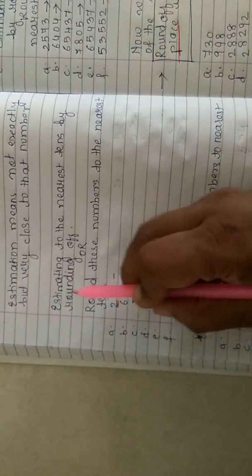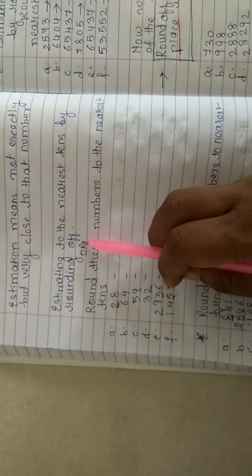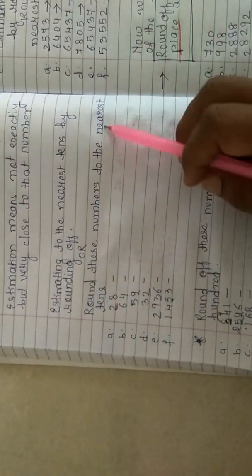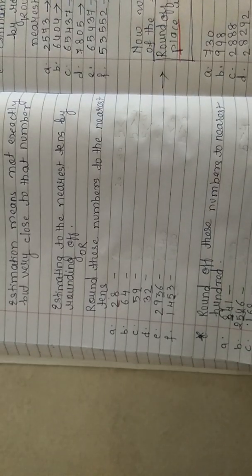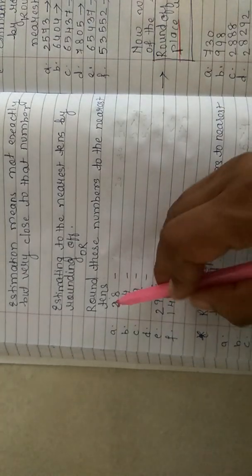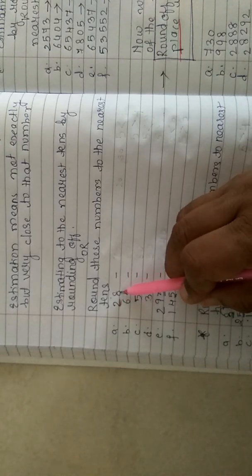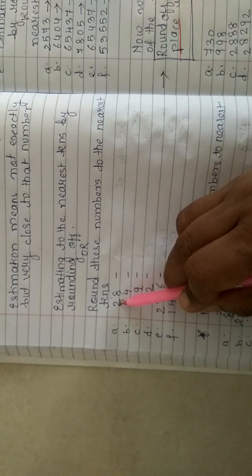Now children, the first question is estimating to the nearest tens by rounding off. Round these numbers to the nearest tens. When we have to round off the numbers to the nearest tens, we are going to see the number at ones position. If the number at ones position is 5 or more than 5, then the number at tens position will increase by 1. And if the number at ones position is less than 5, then the number at tens position will remain as it is.